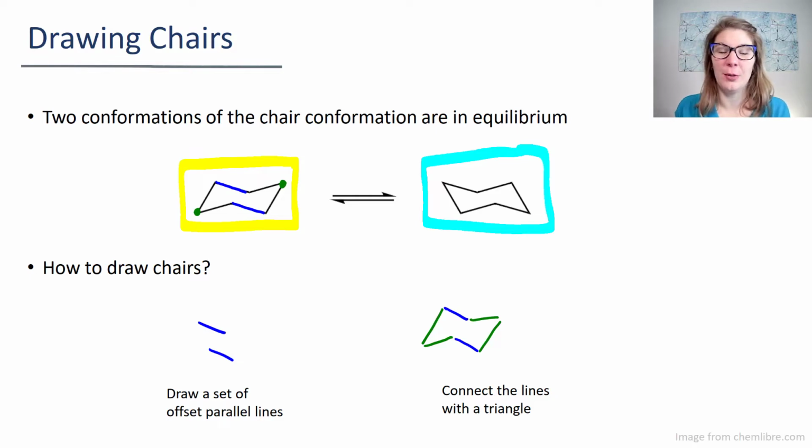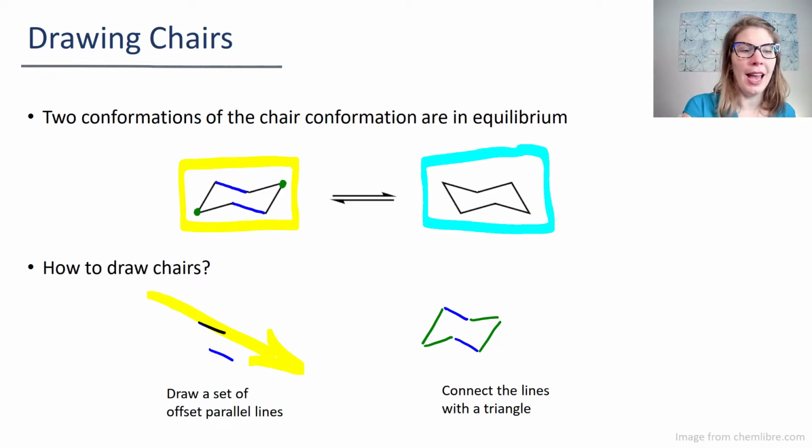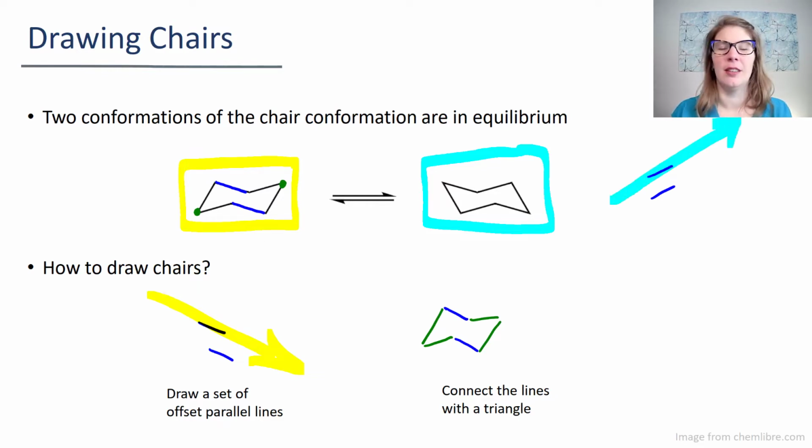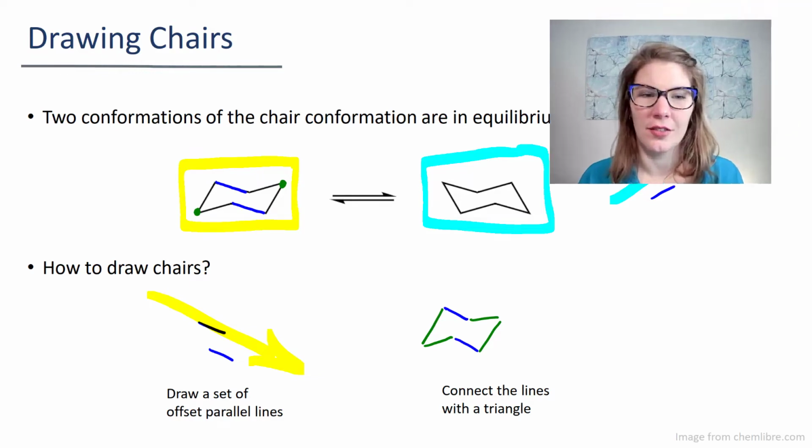So we drew the chair that was on the left that I boxed in yellow. Now if we want to draw the chair on the right, what we need to do is draw a set of parallel lines, but instead of those parallel lines pointing downward and to the right, to mimic this chair we're going to draw our set of parallel lines pointing upward to the right. So there's a slight difference there, and you want to make sure that you can draw both chairs.